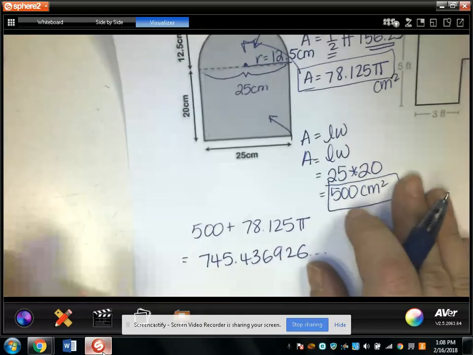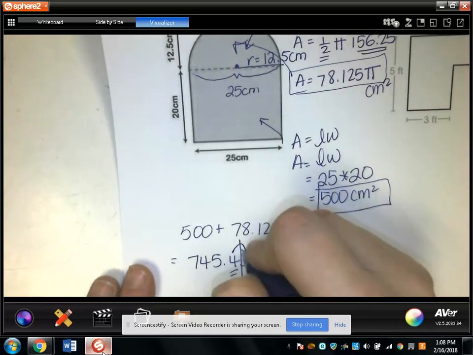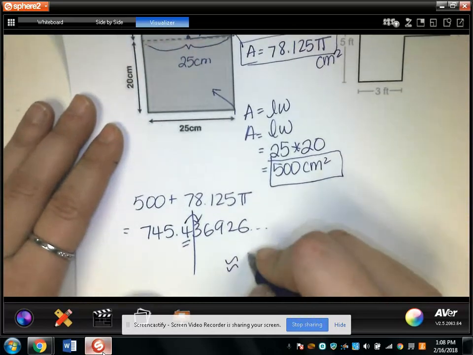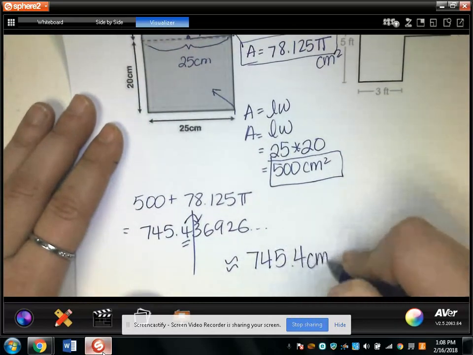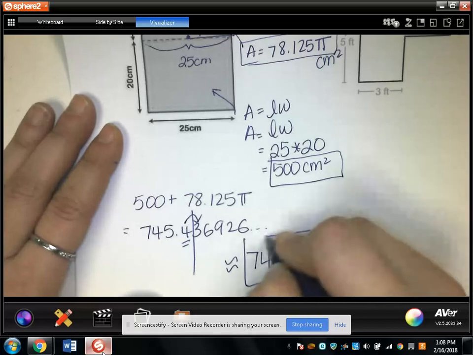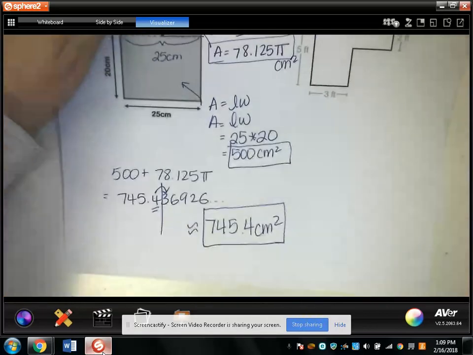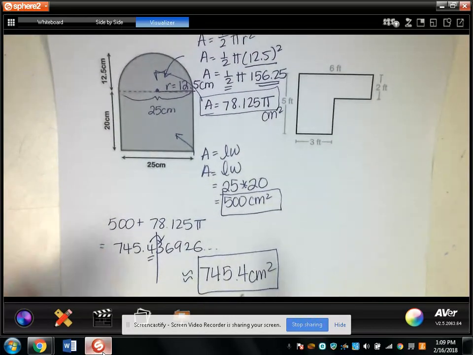And I get 745.436926. It says round to the nearest tenth. So I cut this off at the tenths place. It's 4 below, so I let it go. The whole area is approximately 745.4 centimeters squared. So again, I found the area of both of my basic shapes and I added them together.